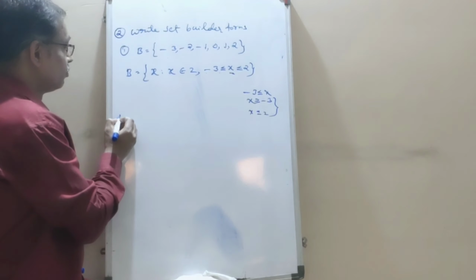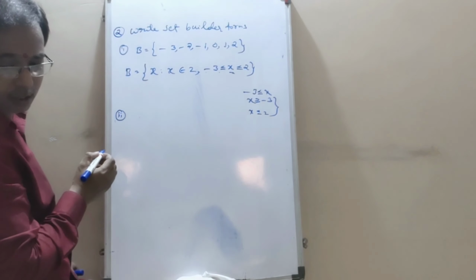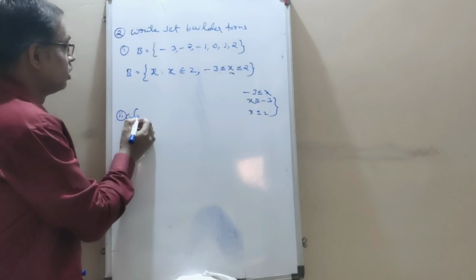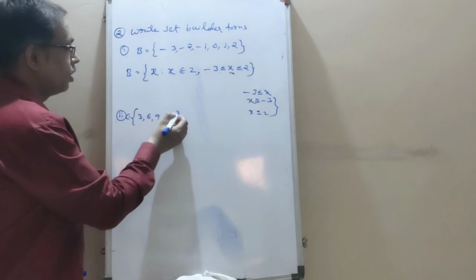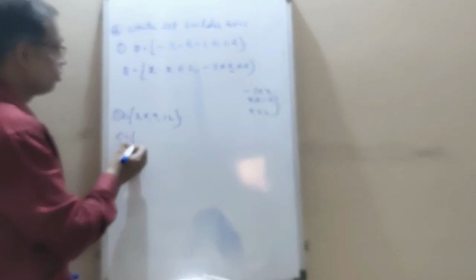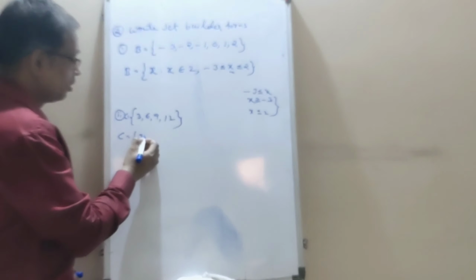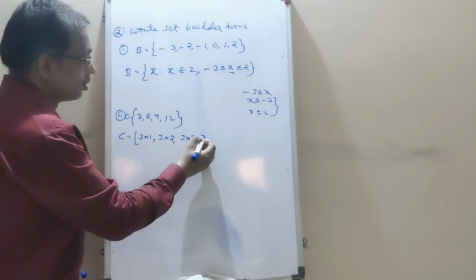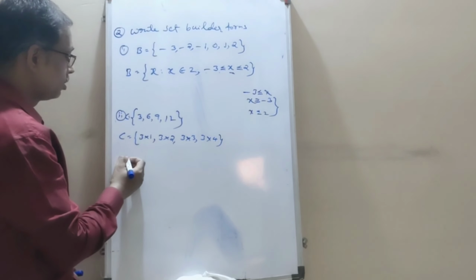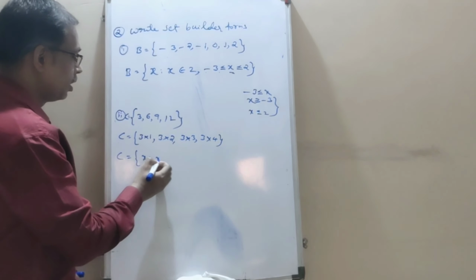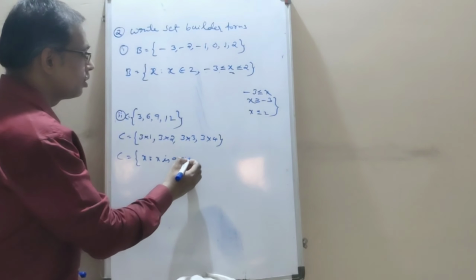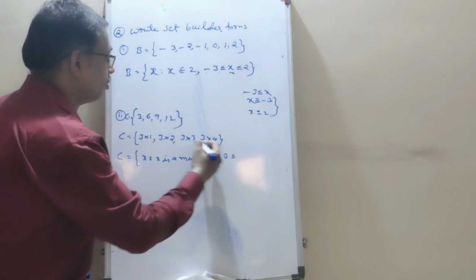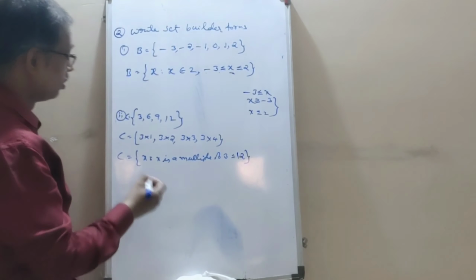So now next, the second is 3, 6, 9, 12. Seeing this, we have to observe the property present in it. Here it is simply the 3 table: 3 ones, 3 twos, 3 threes, 3 fours, that is, multiples of 3. So x is a multiple of 3 less than or equal to 12. Okay, next.